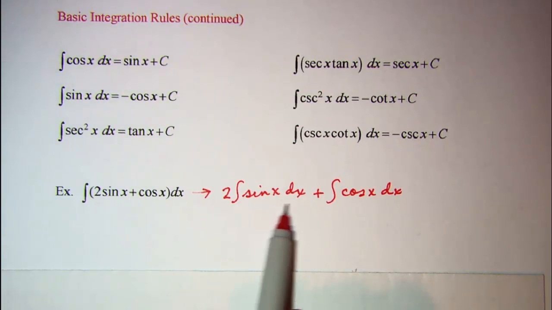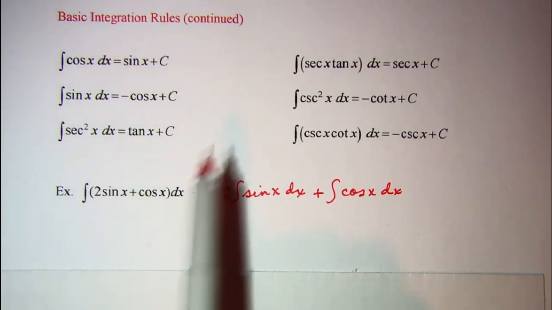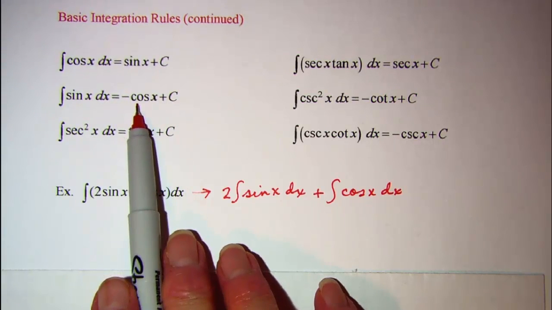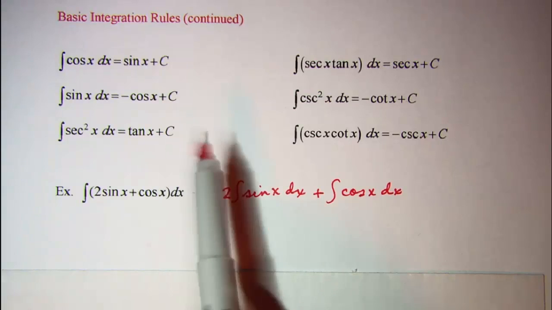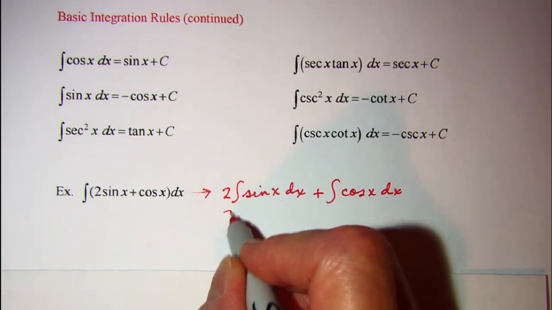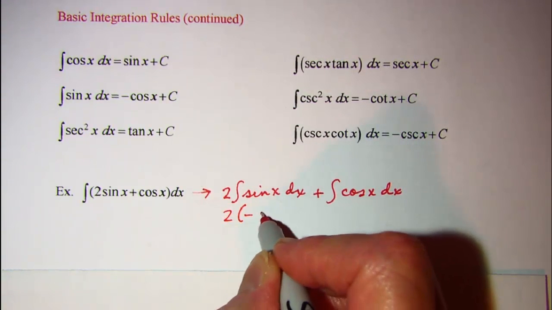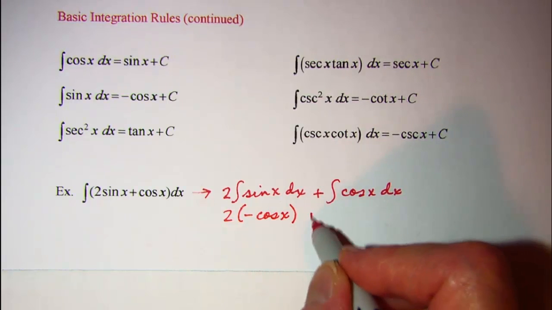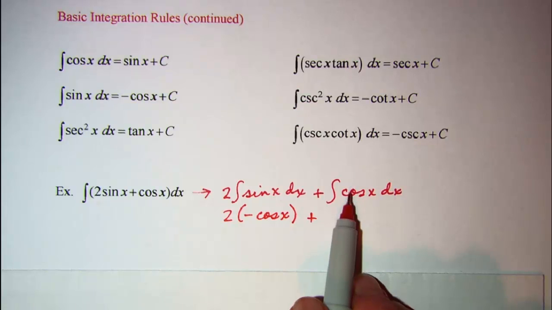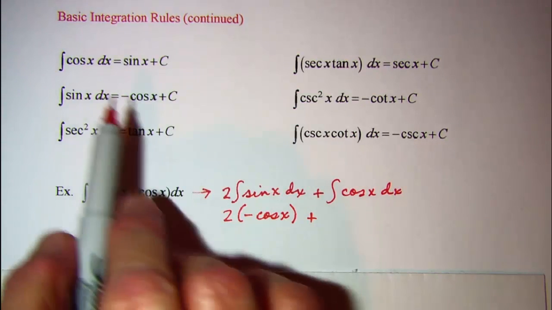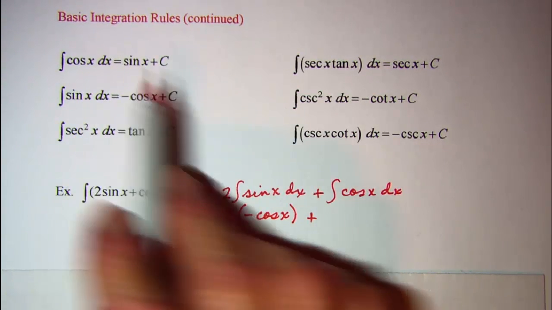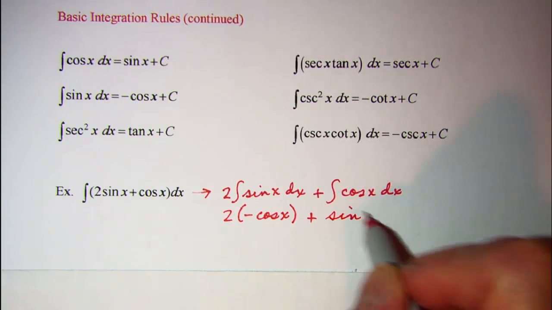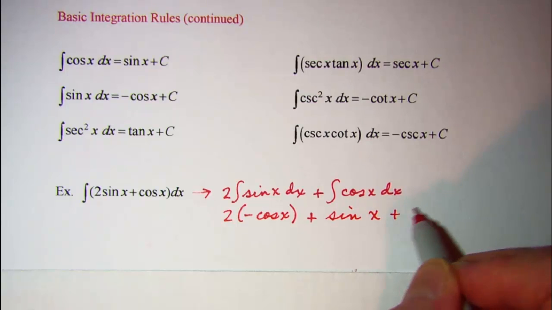Now this first term, the integral of sine, we can see from this rule, is a negative cosine x. So this will be 2 times a negative cosine x, plus, and then the integral of cosine x is sine x. So plus sine x, and then plus our constant.